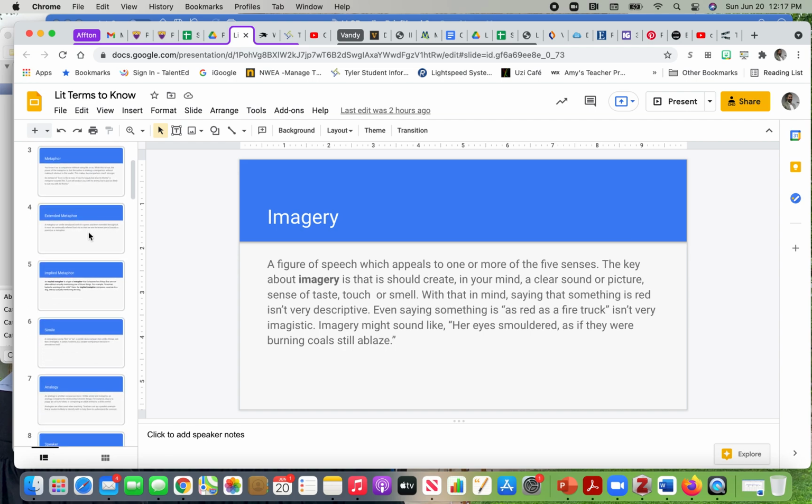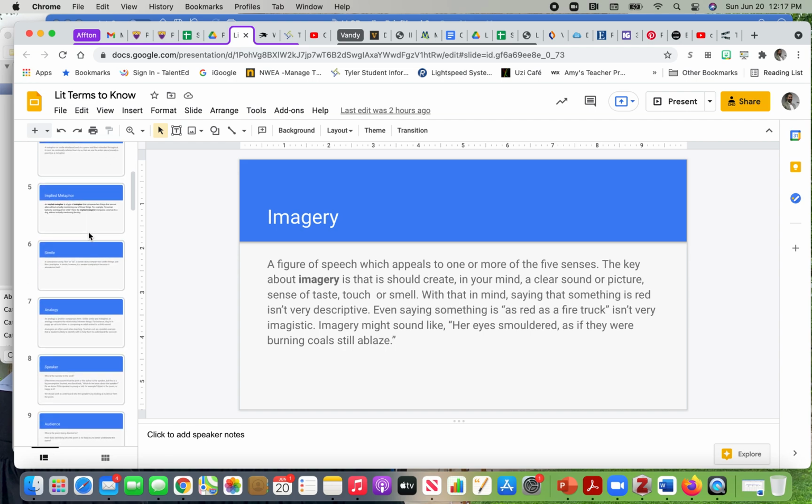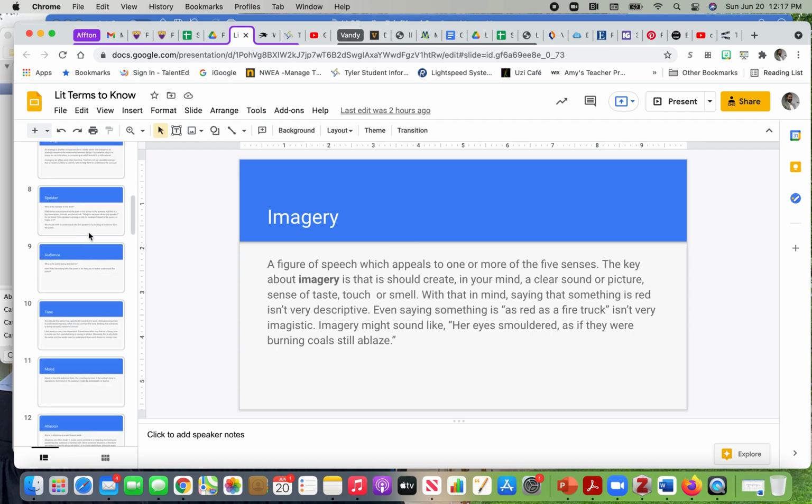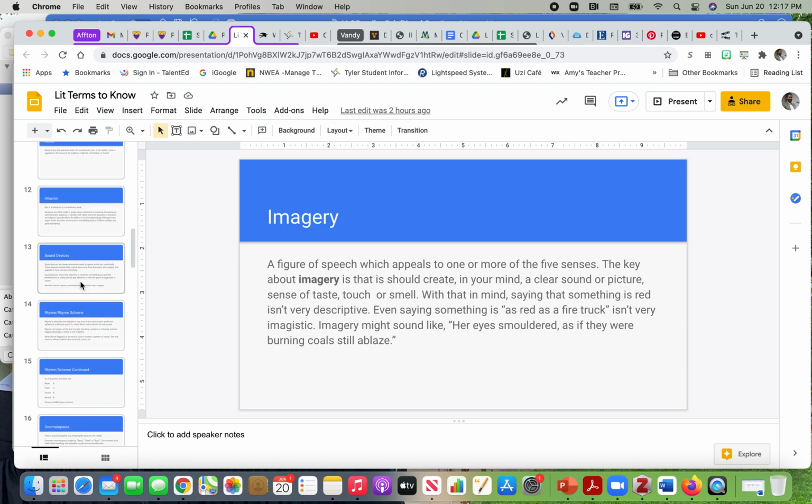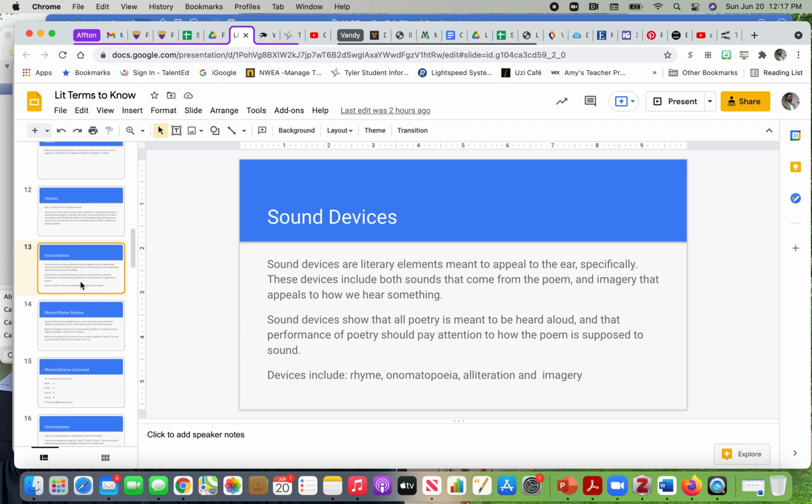Start talking about sound devices today. Sound devices, one of the big things we focus on in English too, and there are a lot of sound devices. So let's go ahead and start with sound devices. Specifically, are items that appeal to the ear. They're figurative language that appeal to our ears.